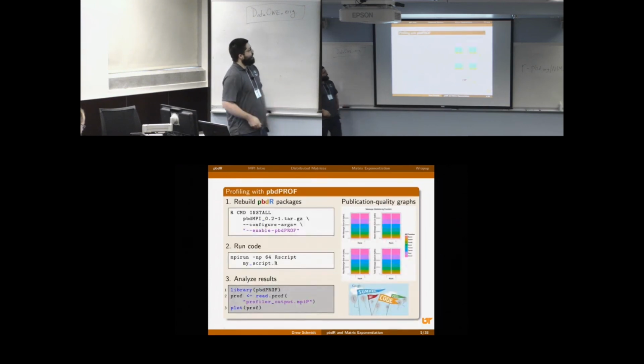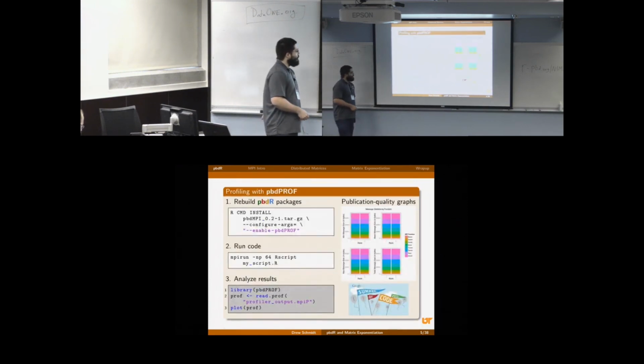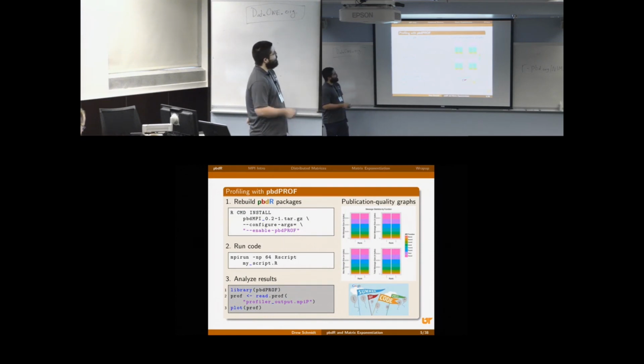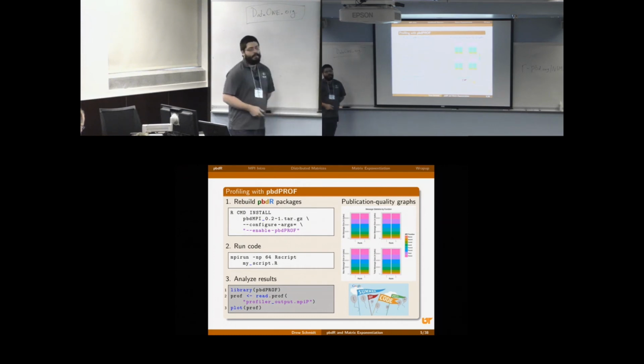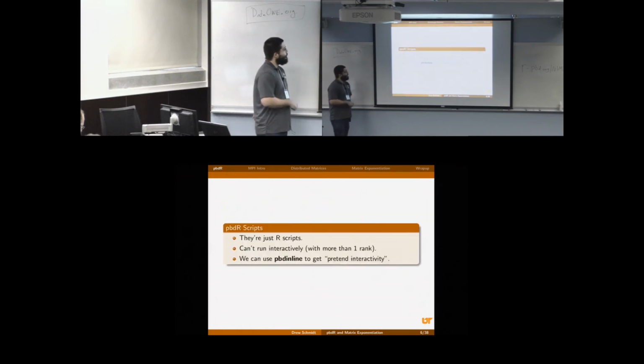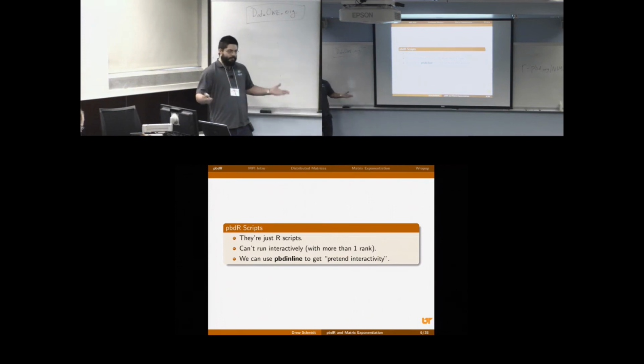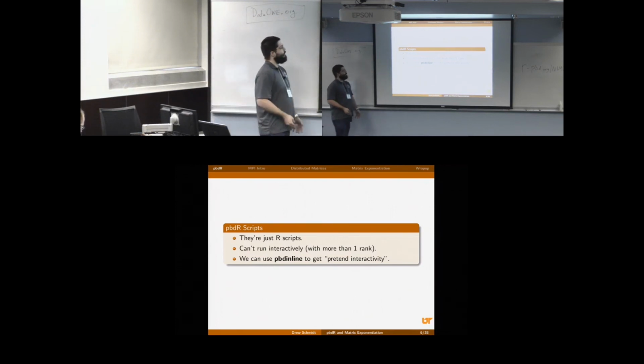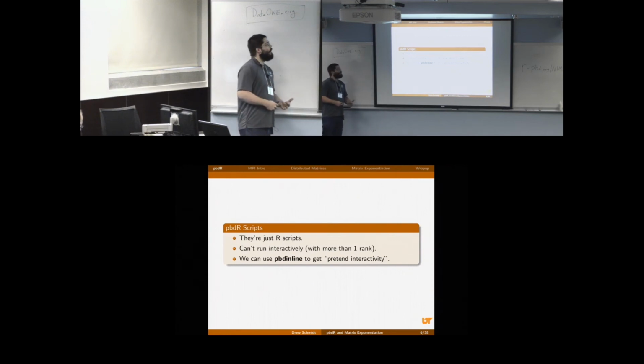And we saw this yesterday. This is still true: we have this pbdprof package, which allows you to profile your MPI usage within a package or an R script. Okay, so pbdR scripts, they're just R scripts. We didn't build a different version of R. We built extensions to R that you utilize. So R comes along for the ride.